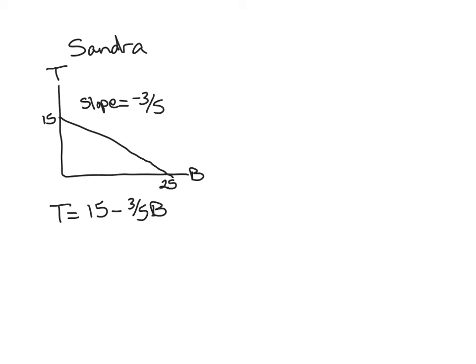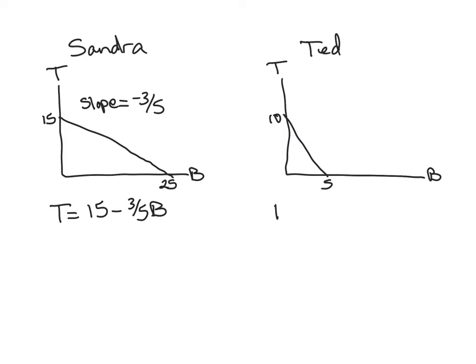All right, so now for Ted, we'll draw his production possibility frontier, and we'll keep beer on the x-axis and tacos on the y-axis for consistency and ease of comparison. The most tacos that Ted can make is 10, so we label that, and the most beers he can make is 5. And we connect the dots, writing out an equation that represents Ted's production possibility frontier.